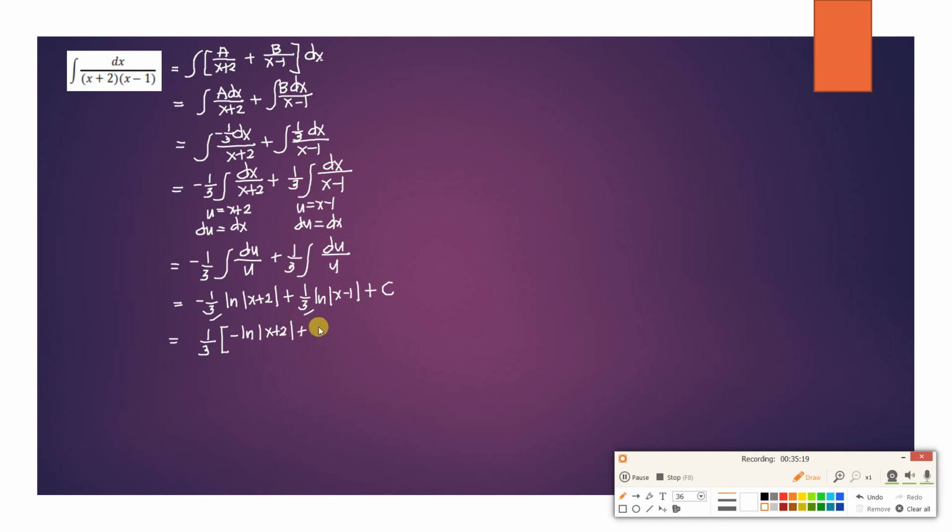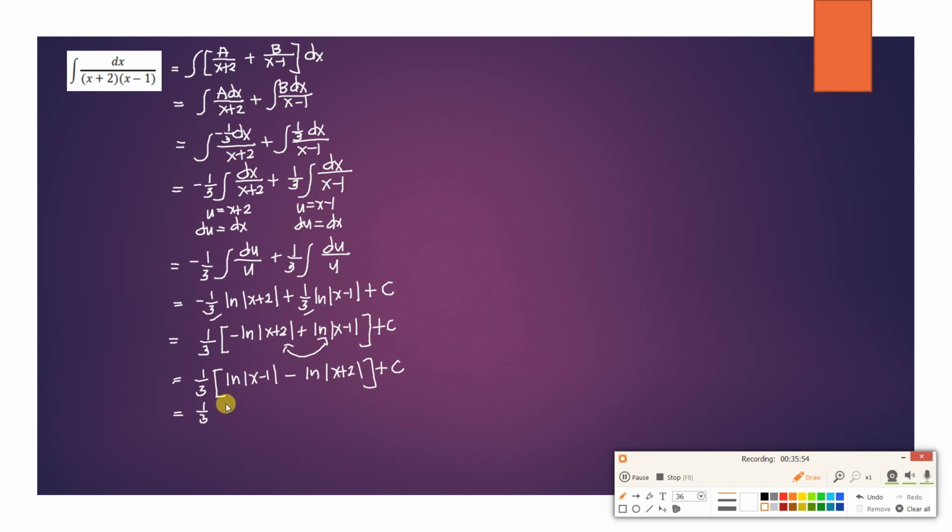Okay, plus, nilabas ko na si 1/3, ln absolute value of x minus 1 plus c. So, pwede kong pagpalitin to, no? Unahin ko lang yung minus. So, we have 1/3 ln absolute value of x minus 1 minus ln absolute value of x plus 2. Okay, bakit ko pinagpalit? Kasi according sa rule ng logarithm, di ba, pag subtraction, nagiging division.